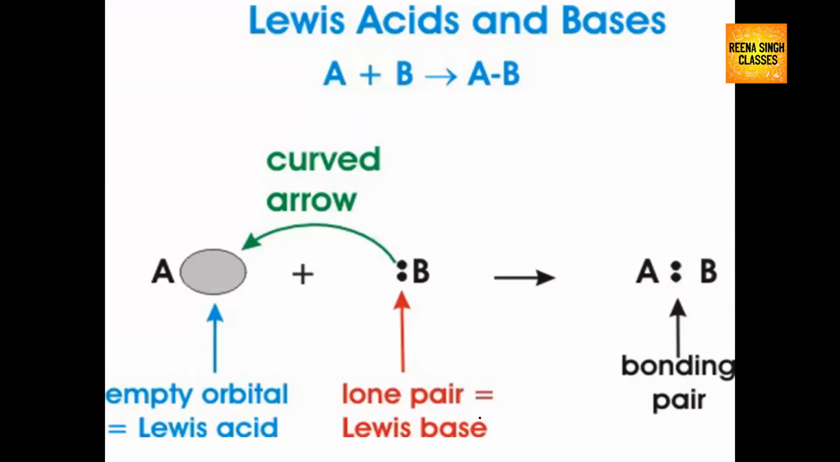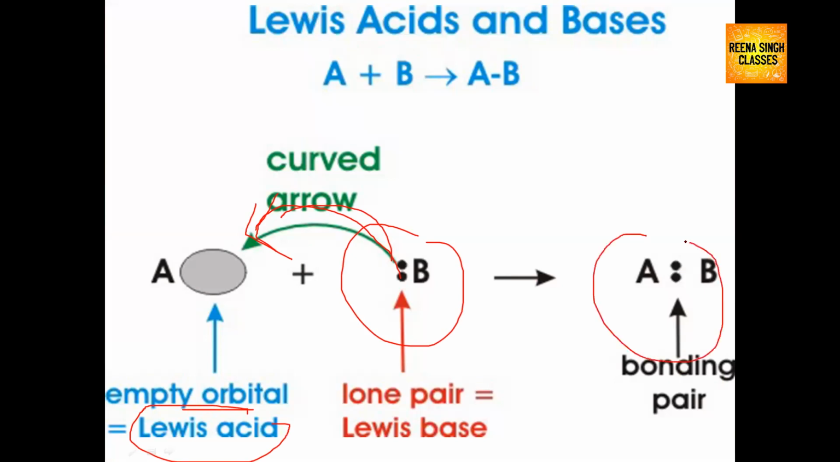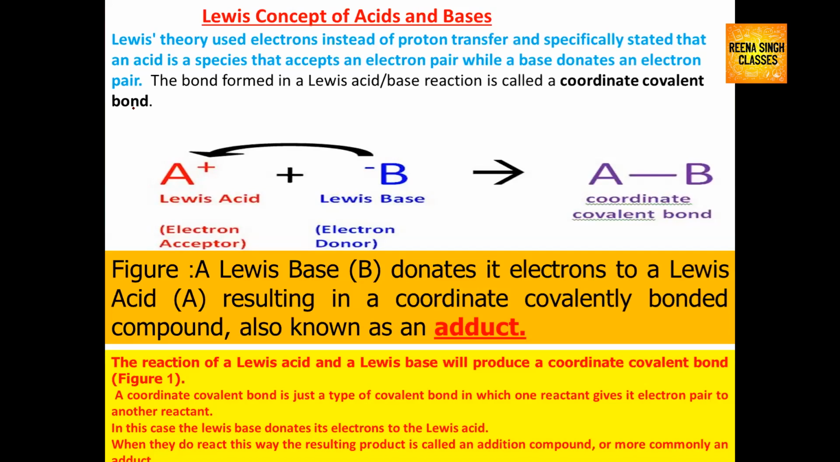So here is an example of a Lewis acid and base. B behaves as a Lewis base because it has a lone pair of electrons. It is giving them to A, which behaves as a Lewis acid because it is accepting electrons, having an empty orbital. This curved arrow indicates that an electron transfer takes place and a new compound is formed by the formation of a bond. So that is the Lewis concept of acids and bases.